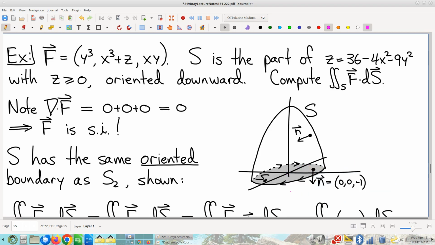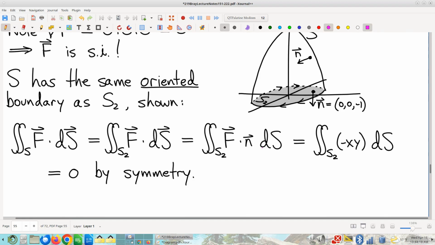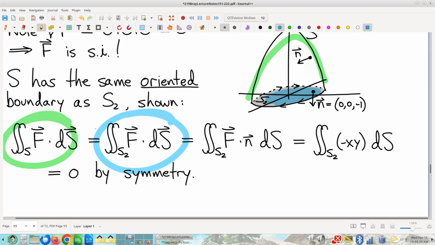Okay. Alright. Well, that's all over but the shouting at this point. We started with the need to compute this green flux. And then we said, phooey on that, we're gonna compute this blue flux instead because of surface independence, which is awesome. Right?